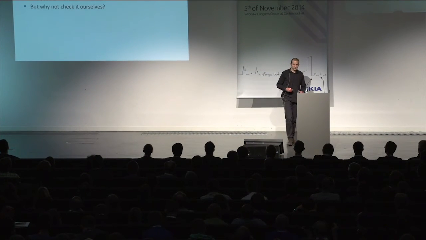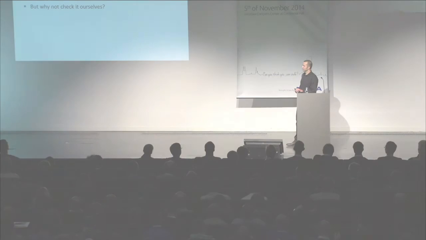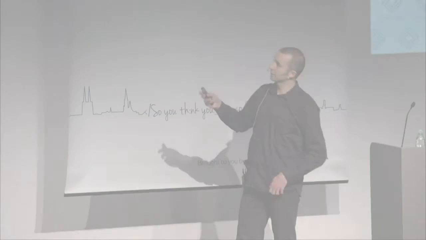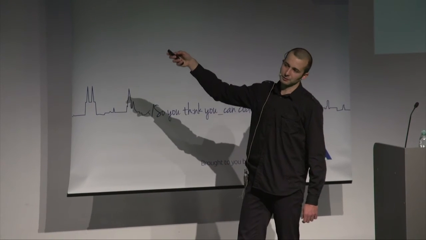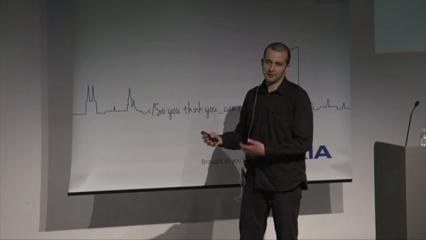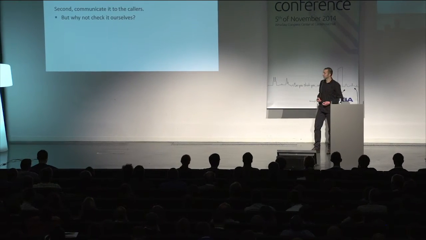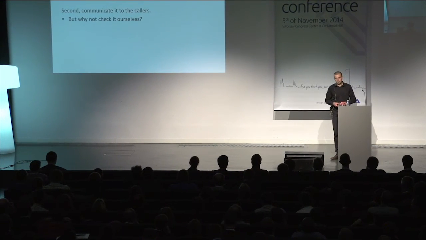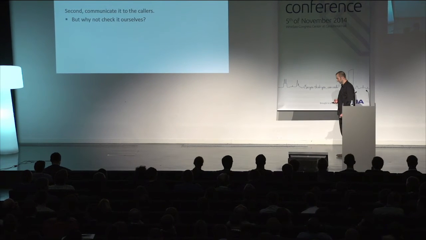So when you have identified a gap in your system, like a precondition here, you can try to name it formally by defining a predicate, a function that will take the same input and will tell you whether it's acceptable for our abstraction or not. Once you have it, it's easy to define what I call an identifier. It's something that's letters and digits and nothing else. Once you have it, you want to communicate it to the callers that will be using our function.